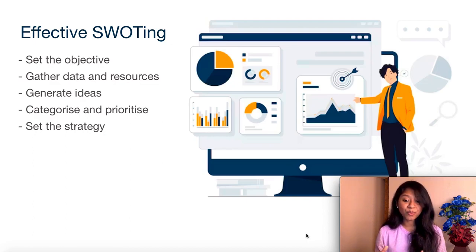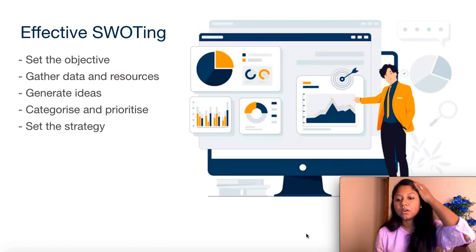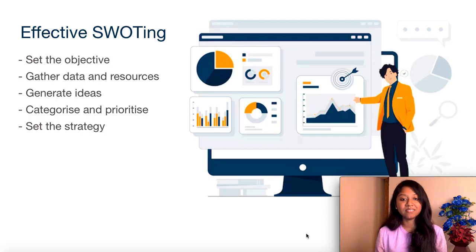Some effective ways of doing SWOTing. So what is SWOTing? I've taken a video on how we perform SWOT analysis and why we do it. If you haven't got to see that video, I'll share the link in the description box. And once you know what SWOT analysis is, here are some ways that you can do effective SWOT analysis, and that's what we're going to see in this video.